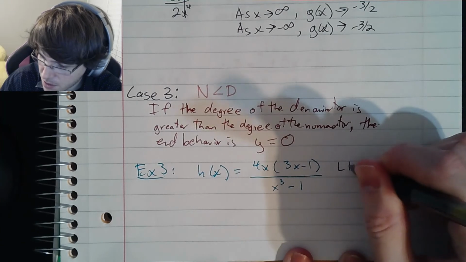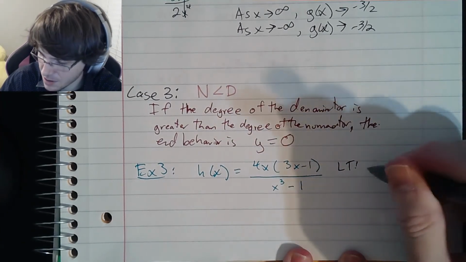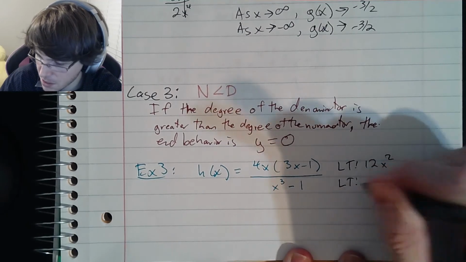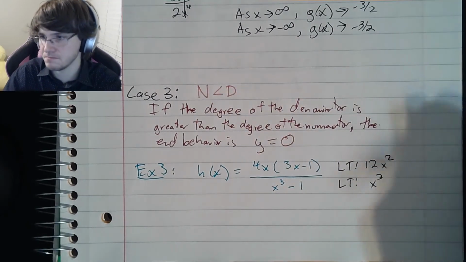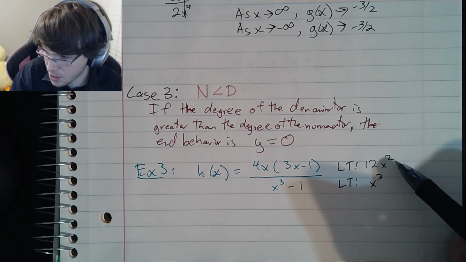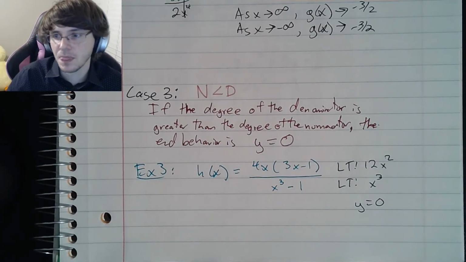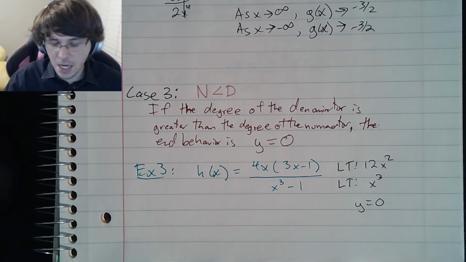So the leading term here, if you end up multiplying that out, you end up getting 12x squared for that leading term. And this leading term here is going to be x cubed. And because that degree is greater than that, you immediately just write y equals 0.